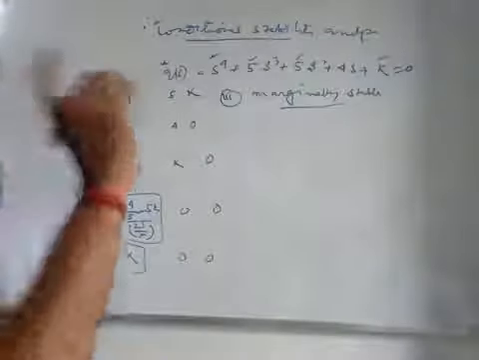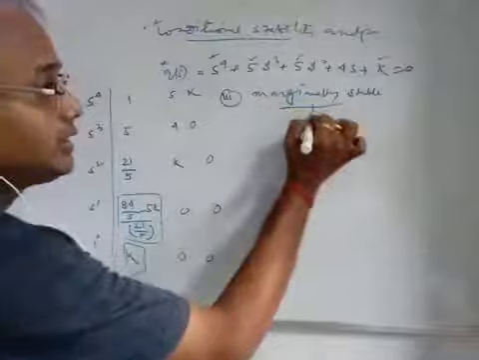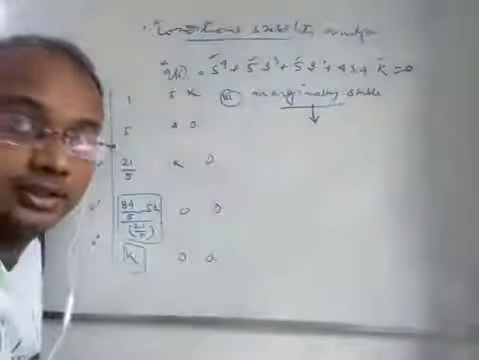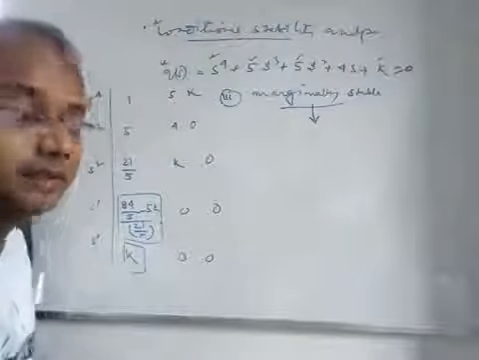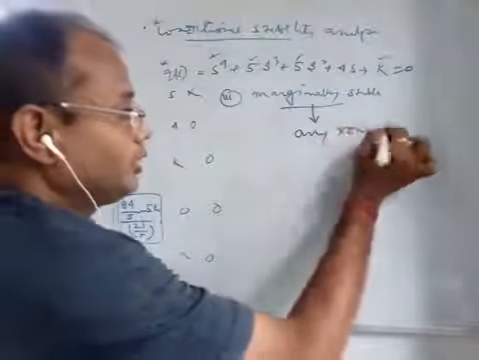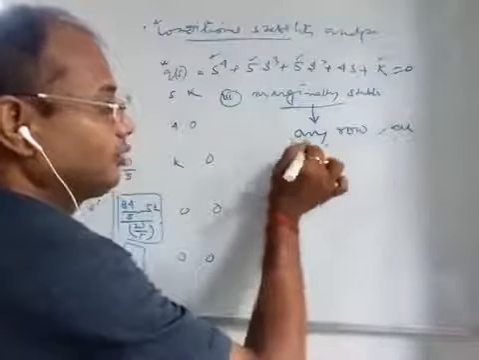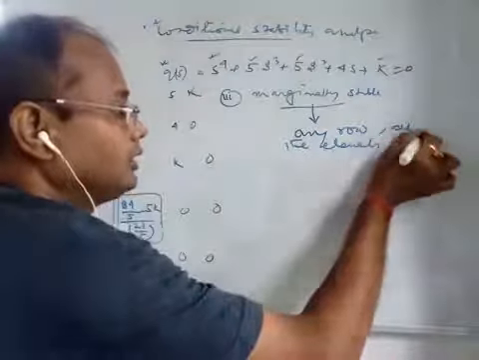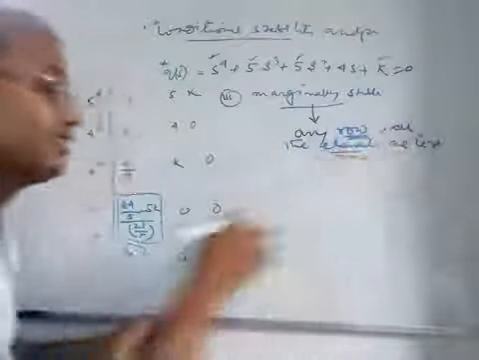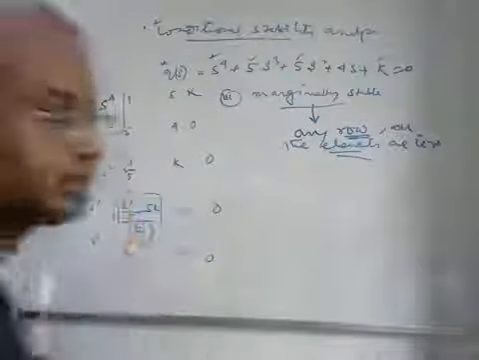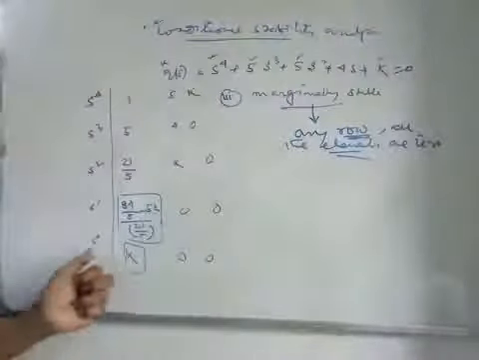When the system is marginally stable, what is the implication on the Routh array? Any row, all the elements are 0. Definitely, that is not the last row. We will have to consider any row previous to the s to the power 0.